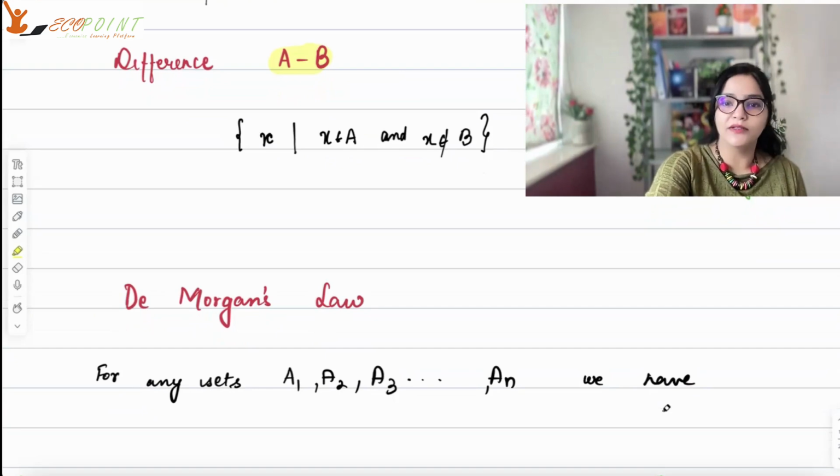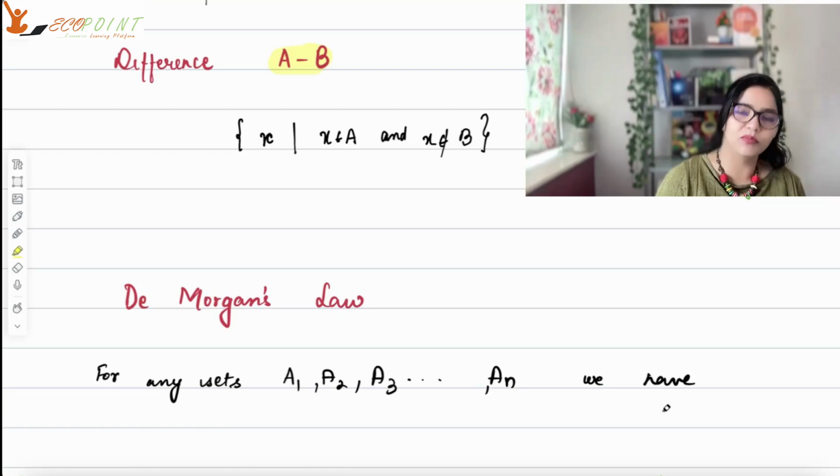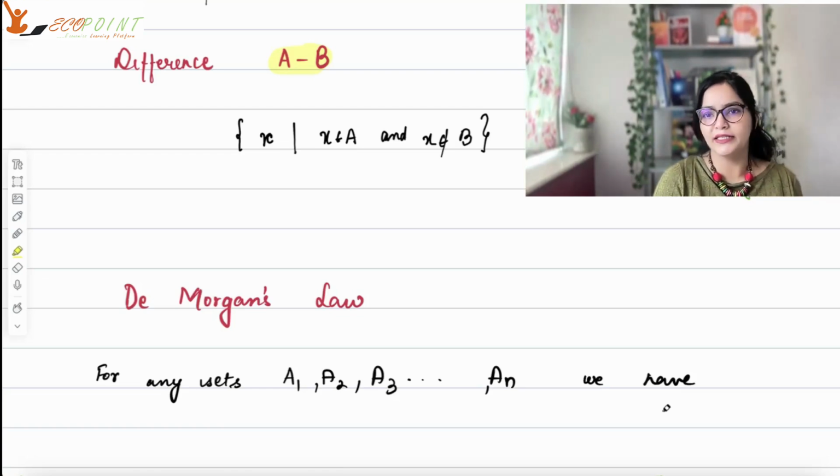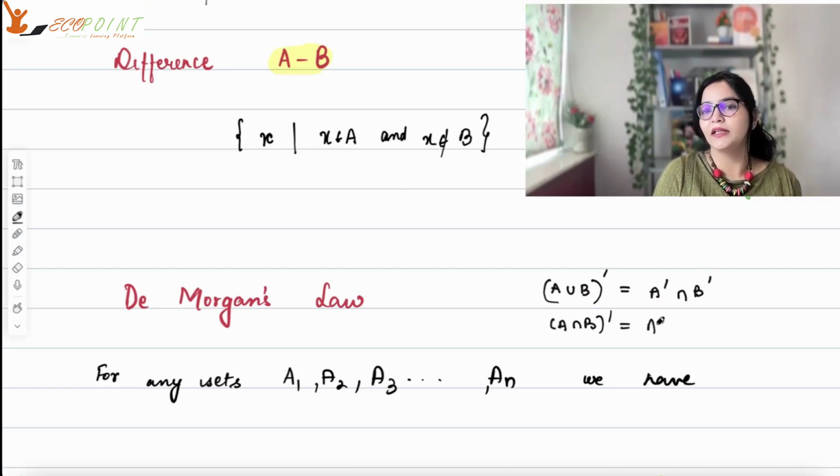Then comes De Morgan's law. Again, even in probability, it's important. You should know the relationship between union, intersection, and complements. So De Morgan's law basically tells you that if you take (A union B) complement, it is nothing but A complement intersection B complement. If you take (A intersection B) complement, it's nothing but A complement union B complement.